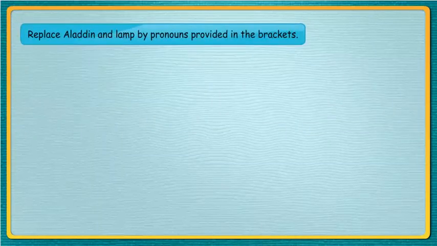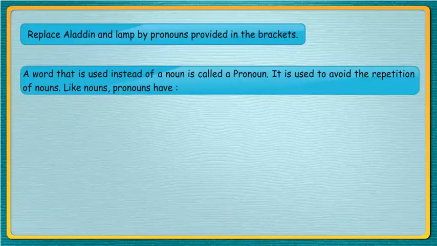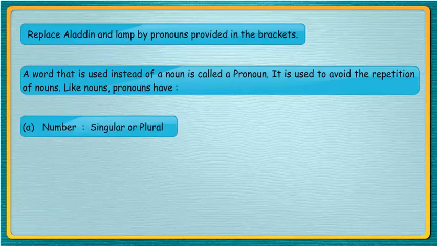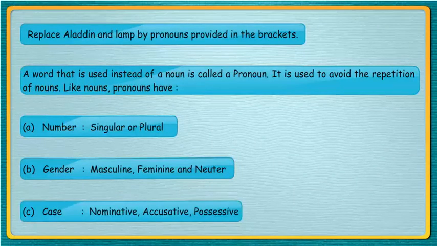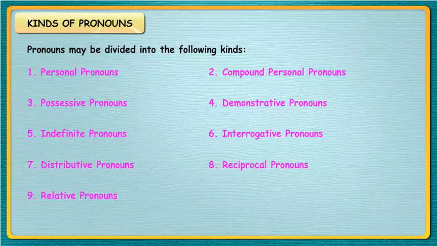Replace Aladdin and lamp by pronouns provided in the brackets. A word that is used instead of a noun is called a pronoun. It is used to avoid the repetition of nouns. Like nouns, pronouns have number, singular or plural. Gender, masculine, feminine and neuter. Case, nominative, accusative, possessive.